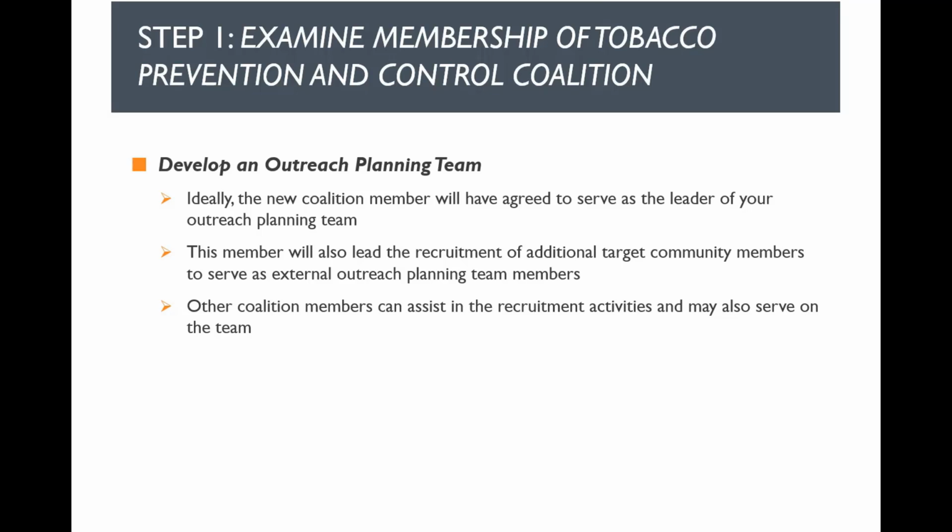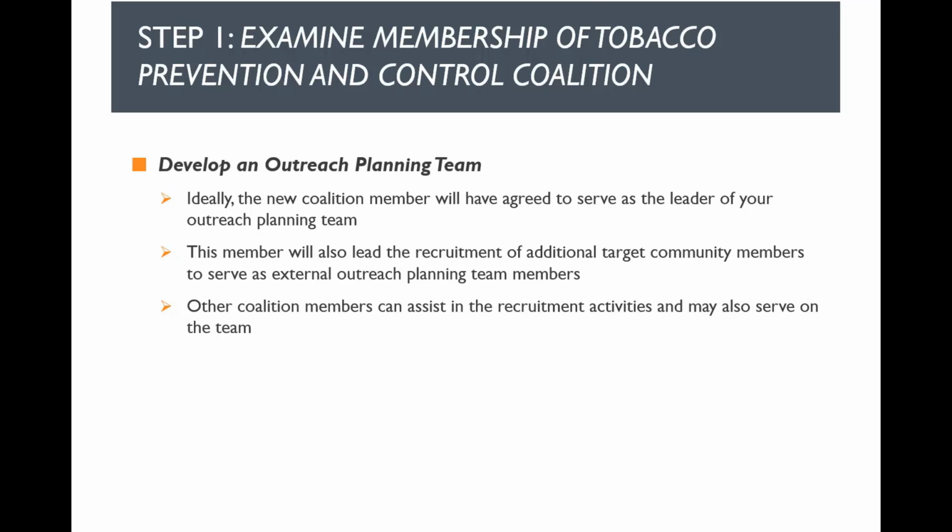Once your new coalition member or members are on board, your coalition can get down to the business of developing outreach strategies focused on your target population. It is recommended that your coalition start by forming an outreach planning team that will develop the outreach plan geared toward the specific population. During the recruitment of your new coalition member, you will have discussed the member's desired role in your coalition's outreach activities.